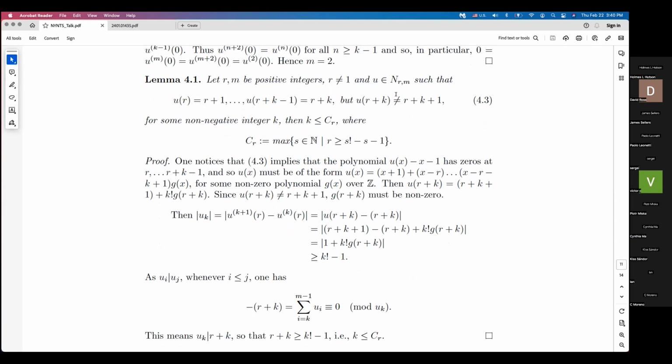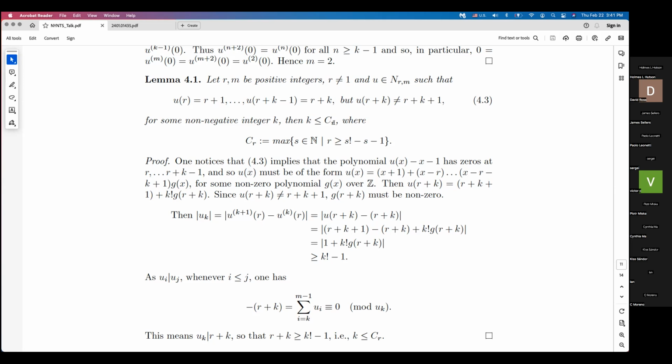If you have some k for which you have a sequence of equalities up to u_{r+k-1}(r) equals r plus k, and then one inequality, which is this, then k is actually bounded. So this chain of equalities that you see, which is increasing by 1, r goes to the next one, r plus 1 goes to the next one, and so on, cannot go on indefinitely. This has to stop. And compared to r, this k is quite small.